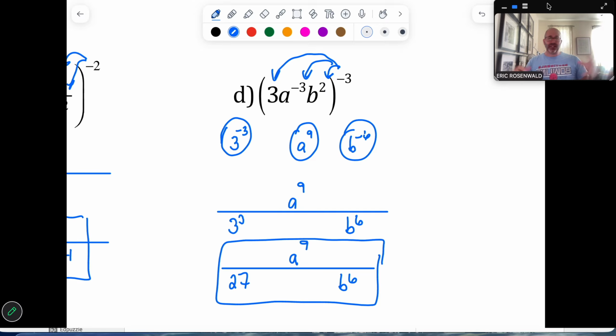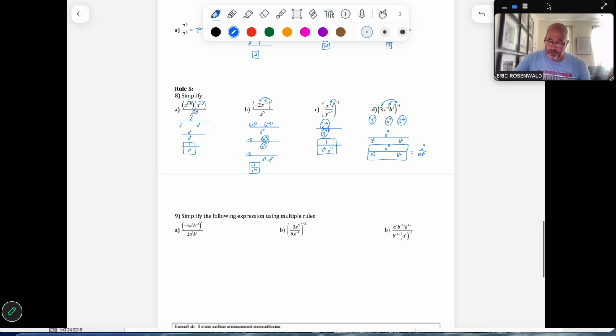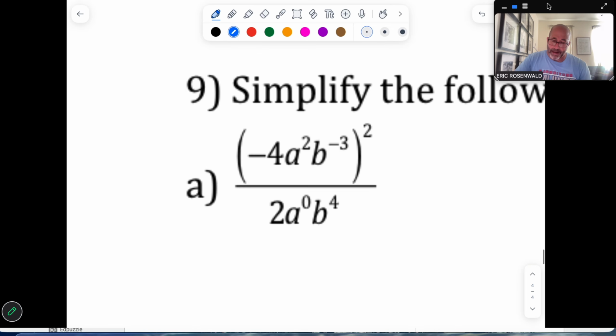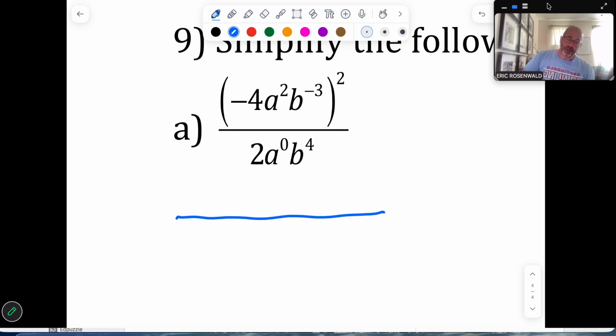Now, I've spread it out. It looks a little weird. You're never going to see it written like this, but I just want you to see the parts. But really, this says a to the 9th over 27b to the 6th. Okay? All right. Maybe pause it. Try a couple of these on your own. Okay? Because these are a little bit more challenging, but I'm going to jump right in. Okay? All right, rapid fire. I'm going to talk you through it as I'm doing it.